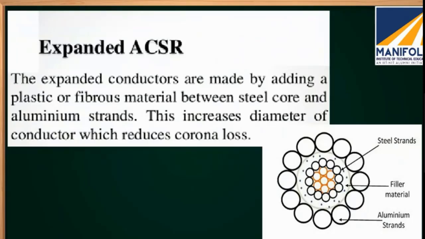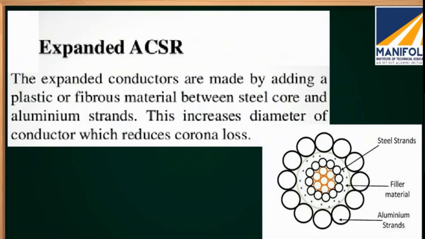Expanded ACSR conductors. So in expanded ACSR conductors, what we'll do is we fill between one layer of strands to the other layer of strands some insulating materials like paper, waste paper, jute, or some Hessian type of material to intentionally increase the size of the conductor.